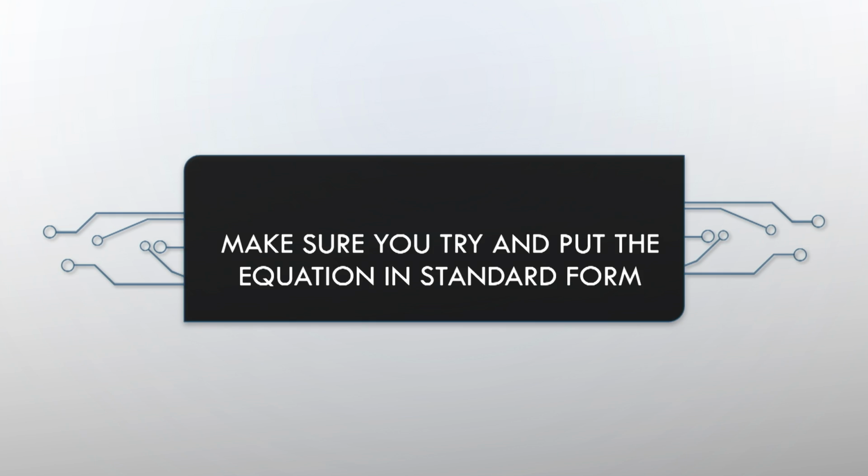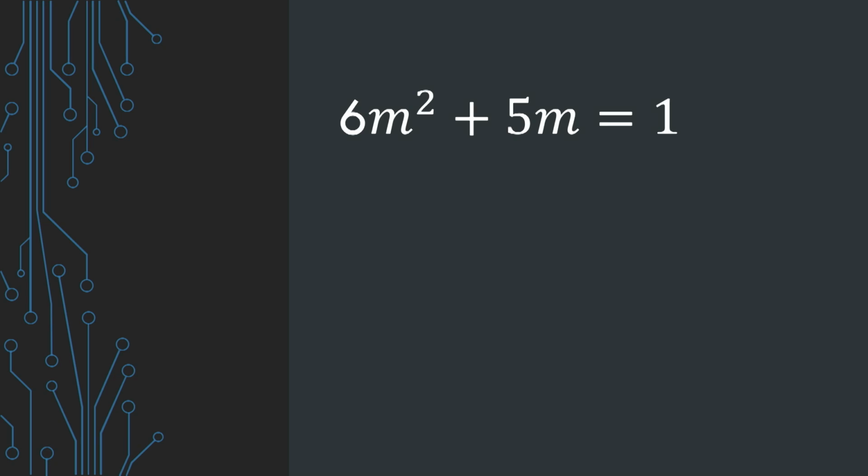Let's see what our next problem is going to be. Making sure we're putting them in standard form. So here's this problem. 6m squared plus 5m equals 1. Well, Ms. Killen, that's nowhere near the standard form that I need to have it in. So let's go ahead and remind ourselves, what's standard form again?